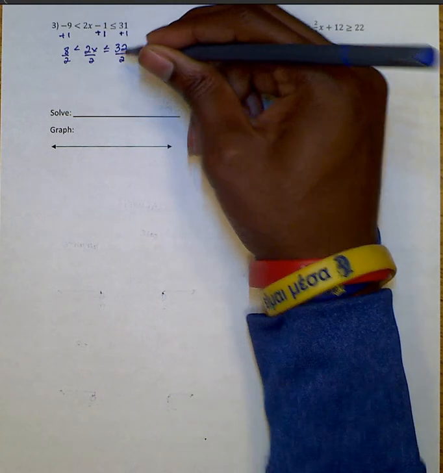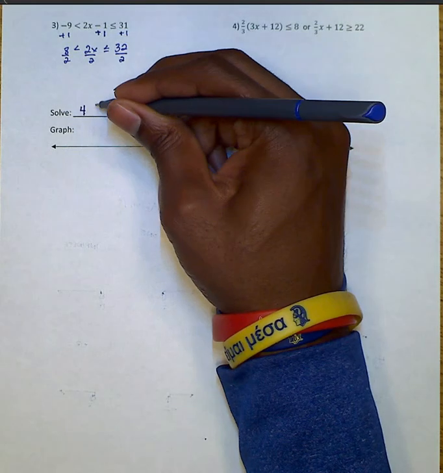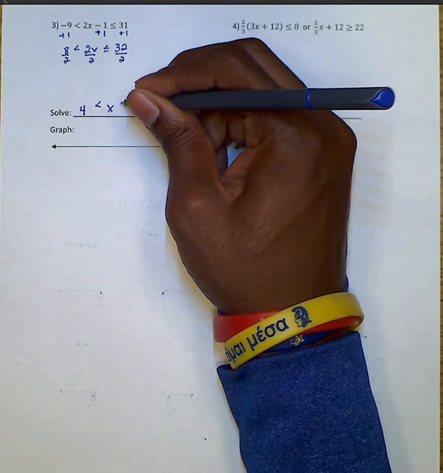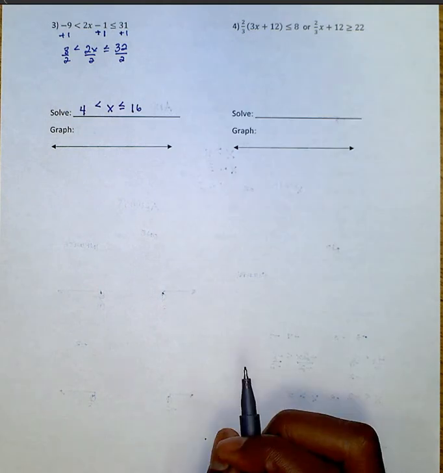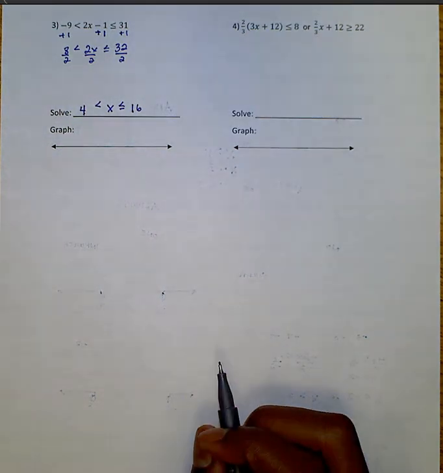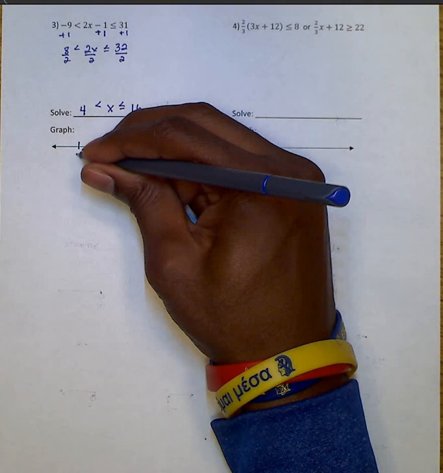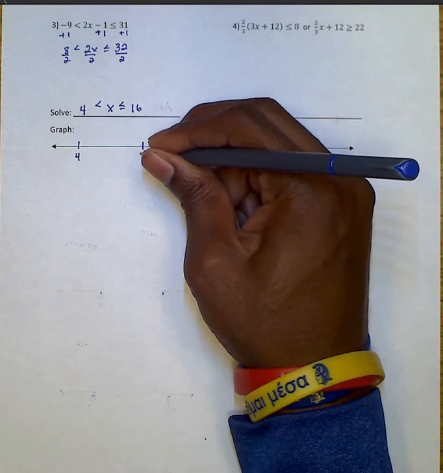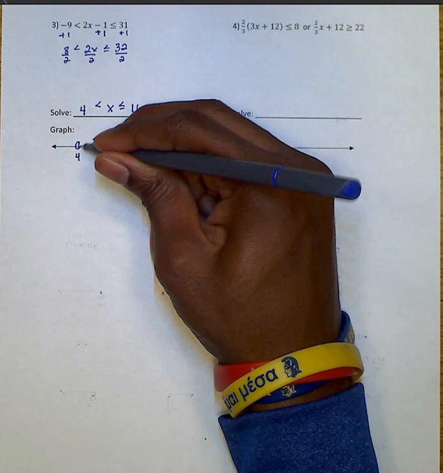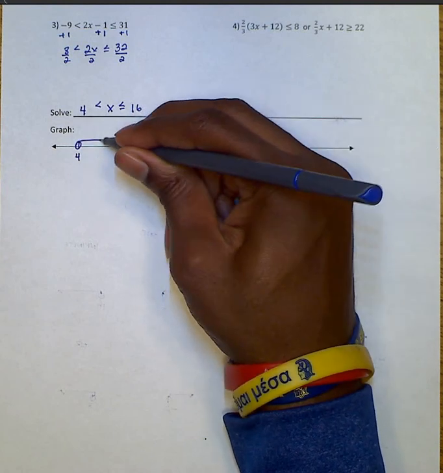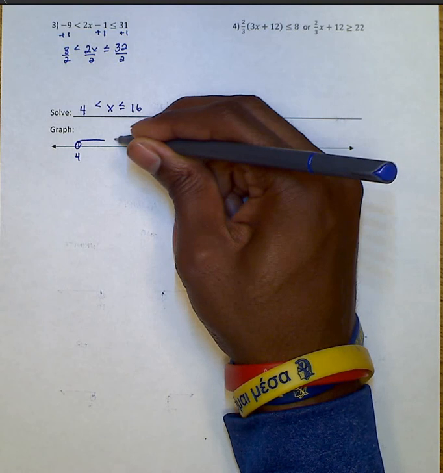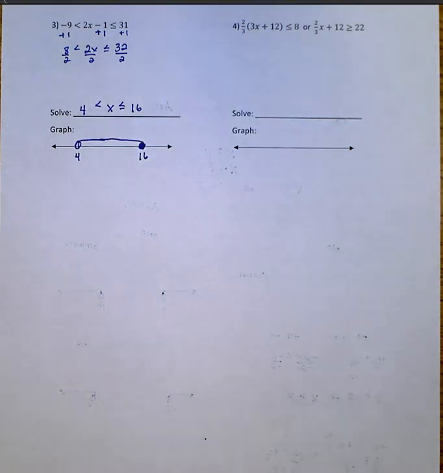Divide by 2 on both sides. And we'll get 4 and 16. So we have x is greater than 4 and less than or equal to 16. So 4 here, 16 here, open circle, closed circle, greater than 4, less than or equal to 16. There's our solution.